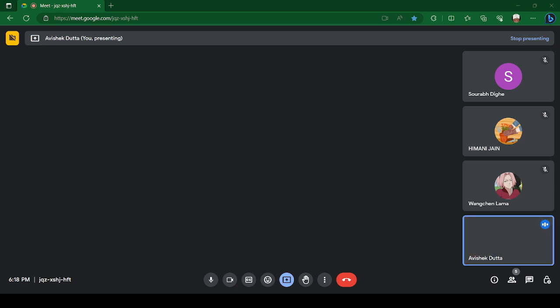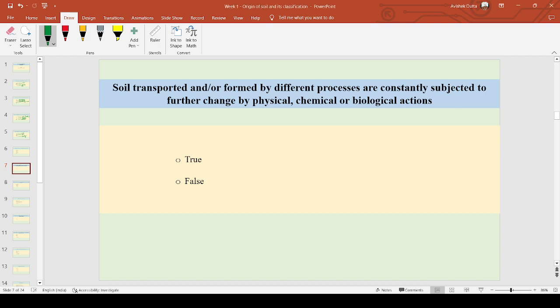So once the soil is transported or formed by different processes, it can be further changed; its inherent properties are vulnerable. They can change by physical, chemical or biological action. Whatever I've said now is a physical action. Suppose the soil is transported by wind, and where it is transported it is subject to the action of water: hydrolysis, breaking down in the presence of water. That's a chemical change. Or biological actions, the presence of microorganisms in the soil, constantly changing the nature of the soil. So yes, after a soil is transported by one agent, it can be further subjected to change by other physical, chemical or biological actions.